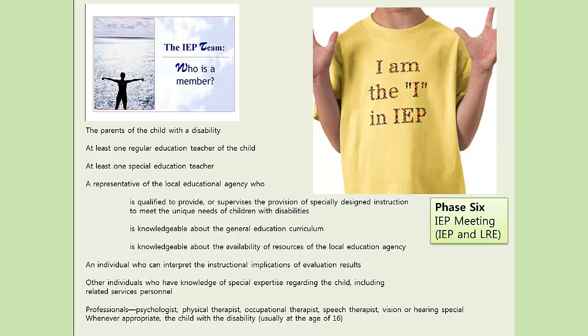The IEP team is composed of the following: parents or legal guardians, at least one general education teacher, at least one special education teacher, a representative of the local education agency, LEA, who is qualified to supervise the needs of the student, an individual who can interpret the implications of evaluations, which is usually an educational psychologist or a specialty trained special education teacher.